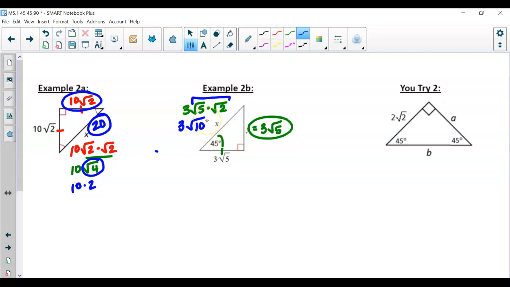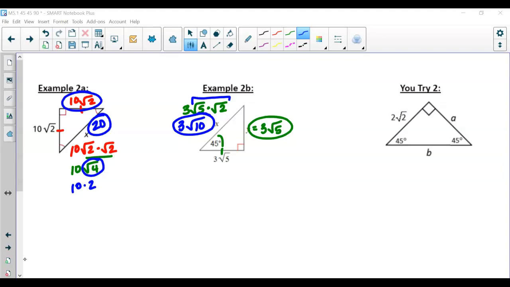Now, can we simplify radical 10? Is there a perfect square factor? Well, no. If you think about it, it's just 5 and 2, which you can't break either down. So this is the simplified form. So go ahead and pause the video now and try the Your Turn on your own.